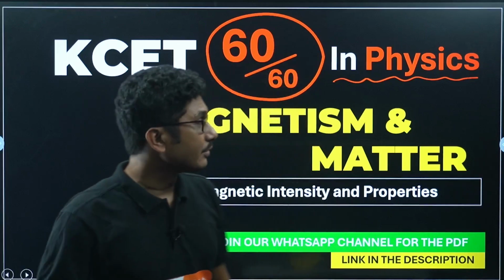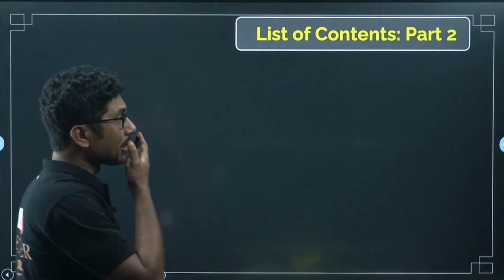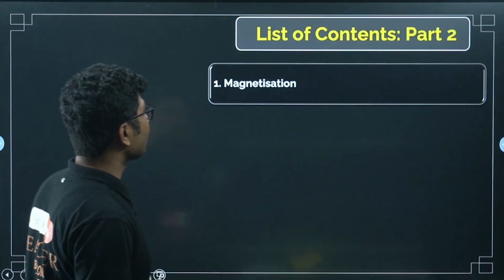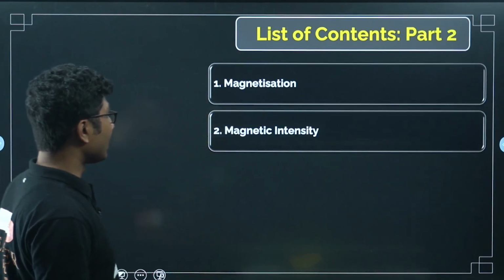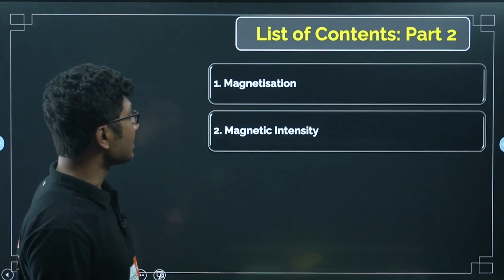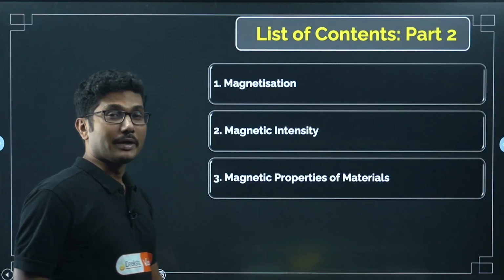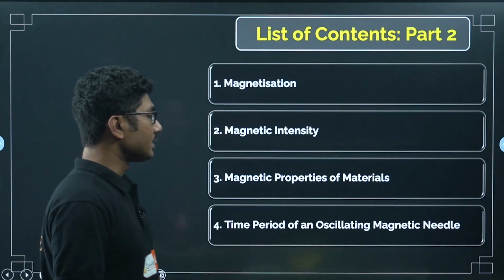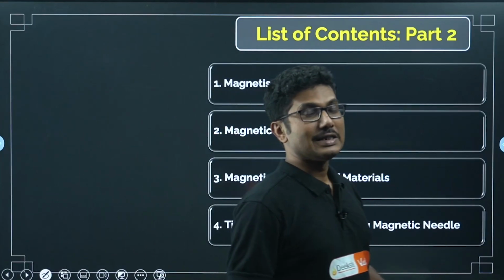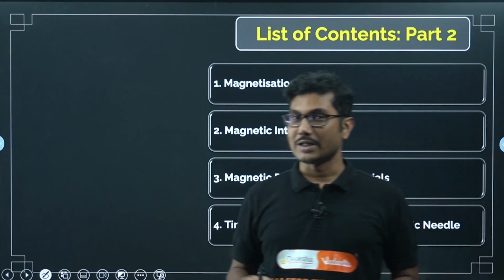Now let's start with today's chapter. What all we are going to cover in this chapter. First we will be covering magnetization, then magnetic intensity, another important concept, magnetic properties of materials, a very important concept, and then time period of an oscillating magnetic needle. These are all we are going to cover in today's lecture.